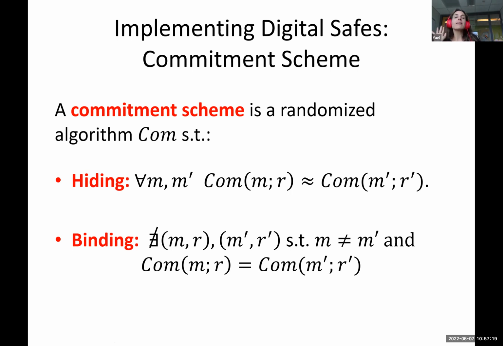Okay, so that's what a commitment scheme is. I didn't tell you how to get it, but that's what a commitment scheme is. It's a randomized algorithm where you commit to your message using randomness, and this commitment hides, but it binds you. So now you can only open in one way, to the actual message. You can't open to two different messages. Any questions about this primitive?